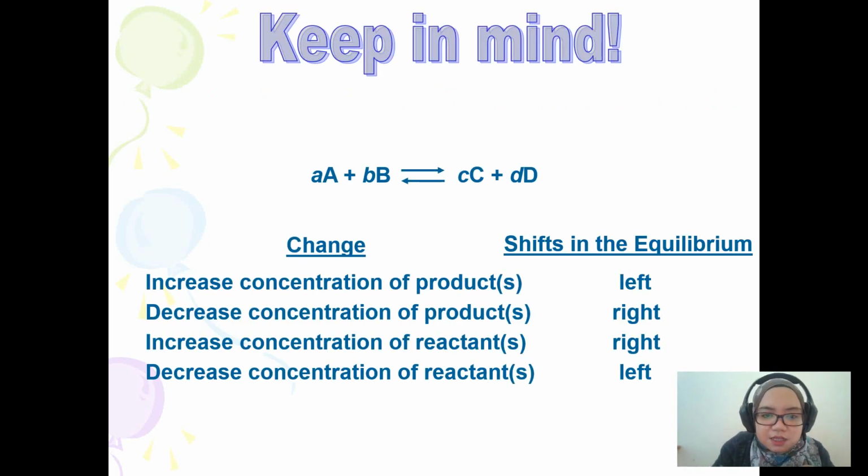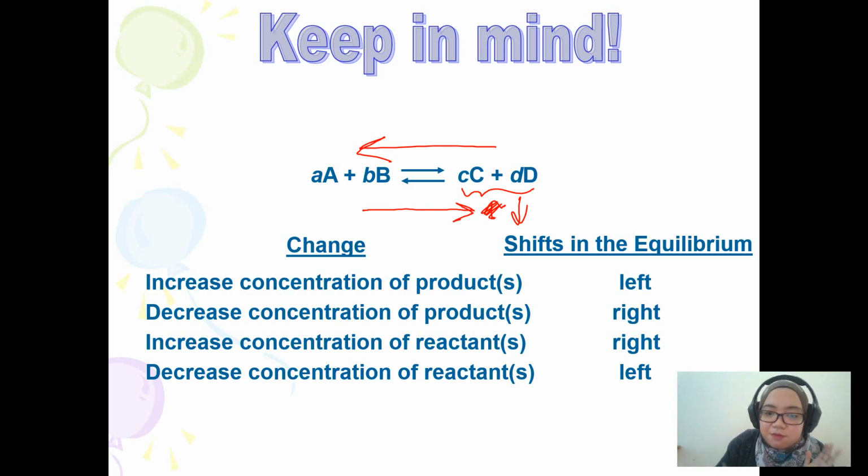if we increase the concentration of product, kalau kita increase concentration of product, dia akan shift to the left in order to consume the additional product added. Okay? However, if we decrease the concentration of product, the equilibrium position will shift to the right to produce some of the product that has been removed.